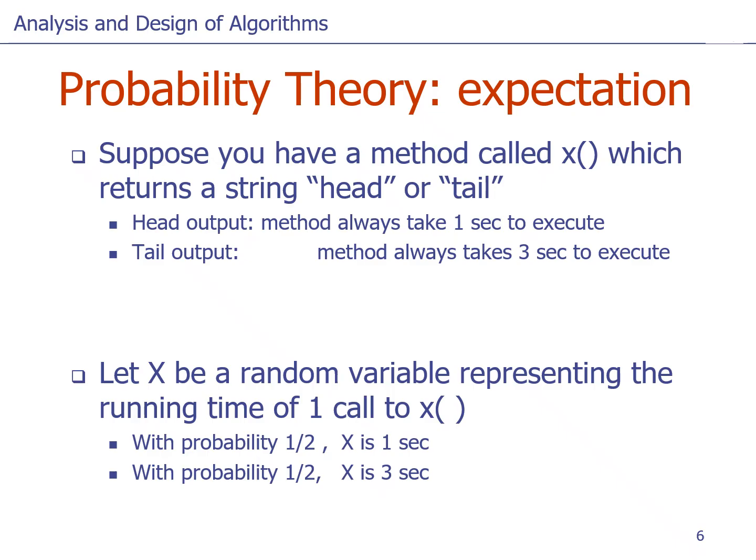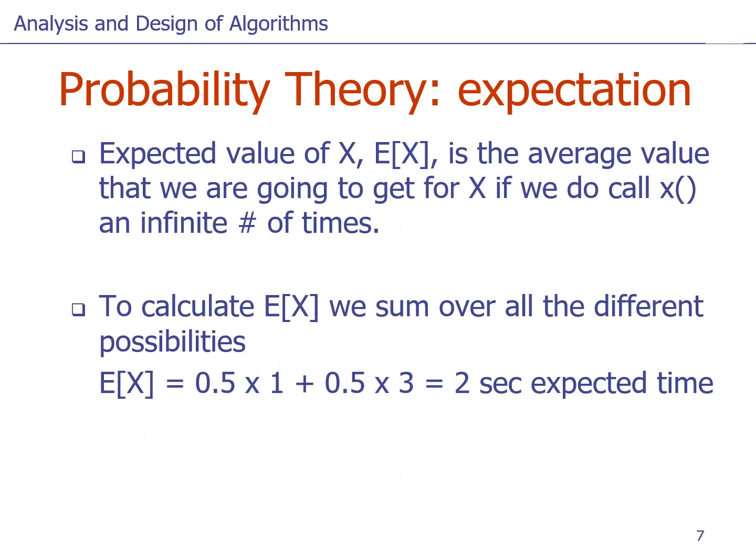Now, the question is, what is the expected value of big X? The expected value of big X, we're going to call it E of X. It's the average value that we're going to get for X if we call this method an infinite number of times. Okay, so this is again a review of probability. You should have seen this stuff before, but I'm kind of refreshing your memory. And the expected value of X is a mathematical notation to talk about the value that we will get for X on average as we run to infinity. Okay, so whenever you see expected value of something, you should be thinking of what I just described.